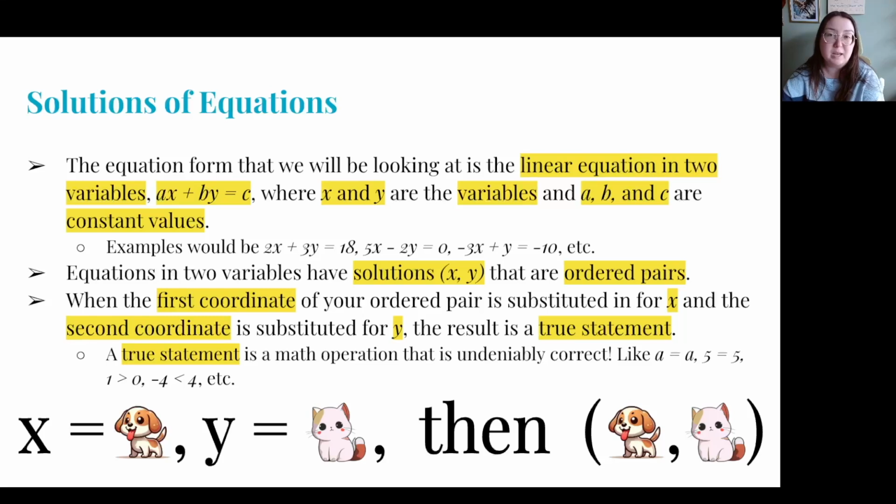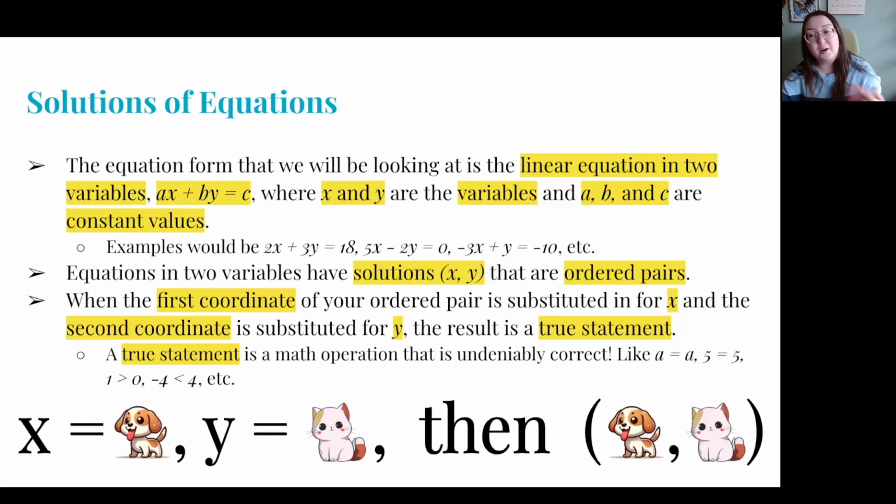So a true statement is a math operation that is undeniably correct. So something like a equals a, 5 equals 5, 1 is greater than 0, negative 4 is less than 4, etc. All of these things are true statements. So those all satisfy any type of solution. As long as it's true at the end, then that means that it's correct. If it's not true, then it means it's not correct, and you should probably redo it.